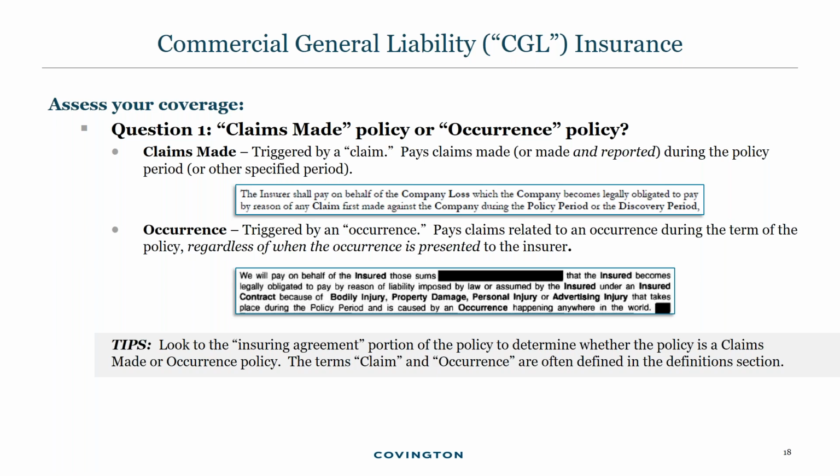This is triggered by an occurrence, a term of art that means that it pays claims related to something that happens, the loss event, during the term of the policy, regardless of when the occurrence is presented to the insurer. And here again, we have an example of some language where you can see an occurrence coverage. Tips here would be looking for that insuring agreement portion of the policy to determine whether it's claims made or occurrence based. The terms claim and occurrence are often defined also in the definitions section.